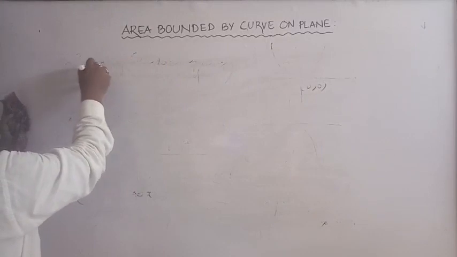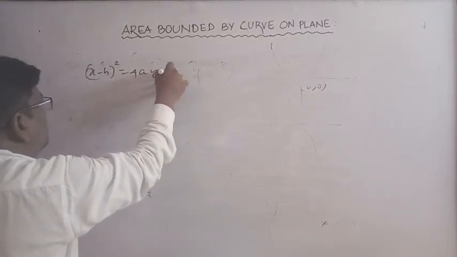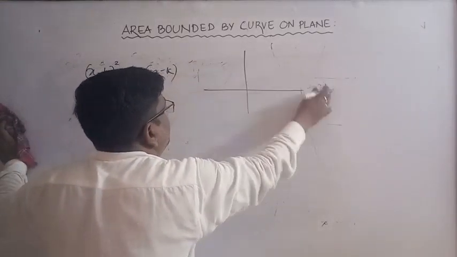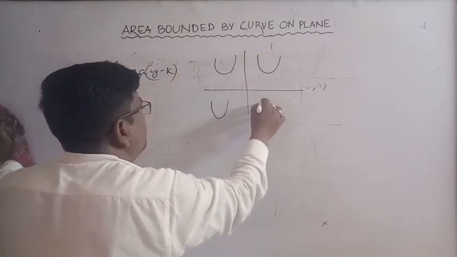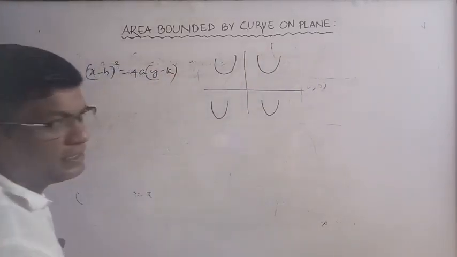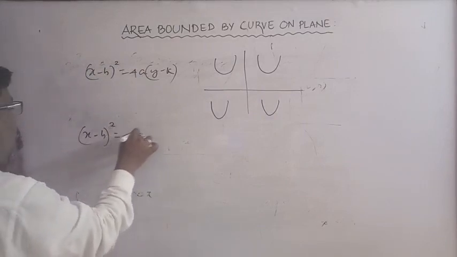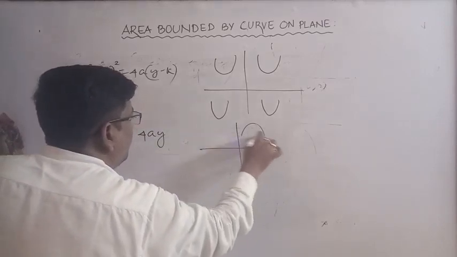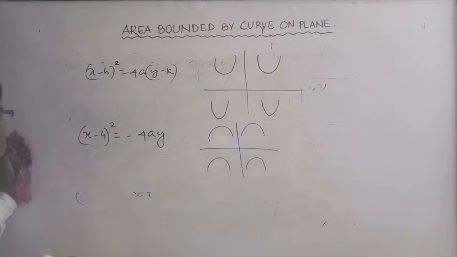Now x minus h whole square is equal to 4a into y minus k. The parabola opens upward. It may be like this, may be like this, depends on the vertex. So x minus h whole square is equal to minus 4a into y minus k. The parabola may be like this or like this, depends upon the vertex.